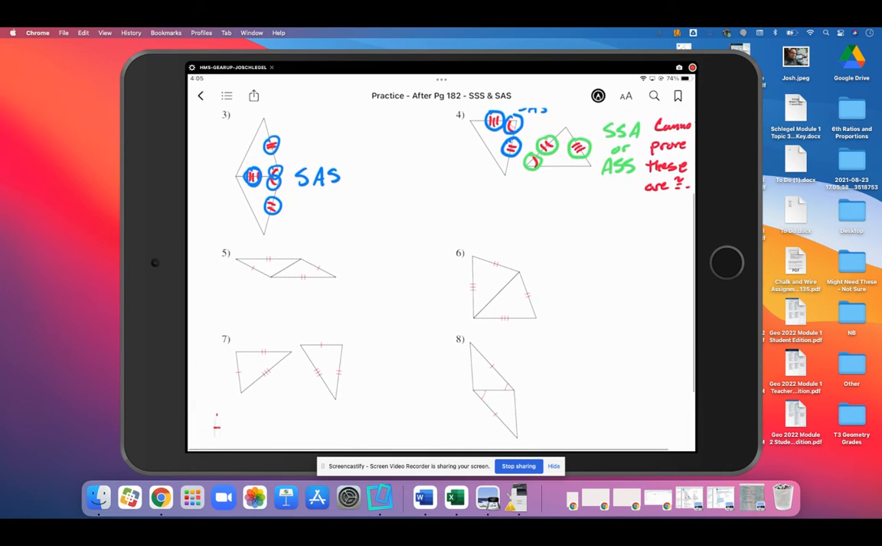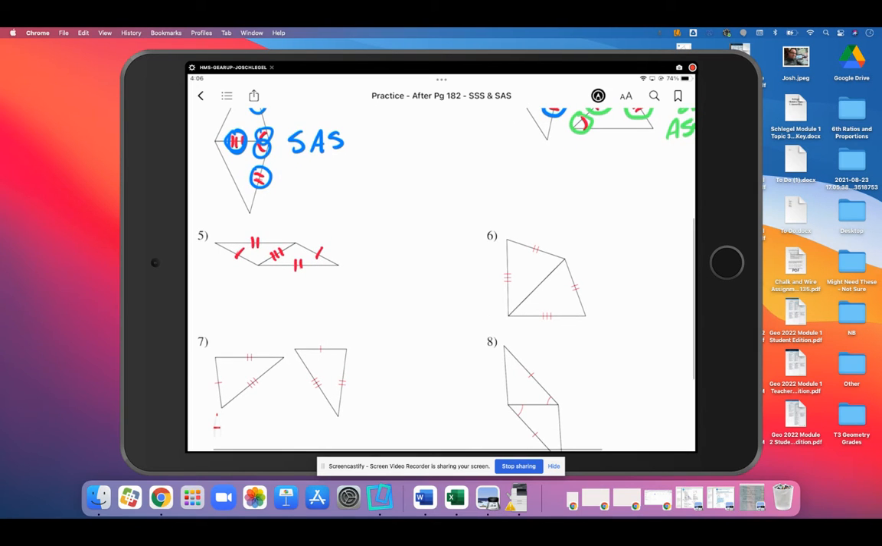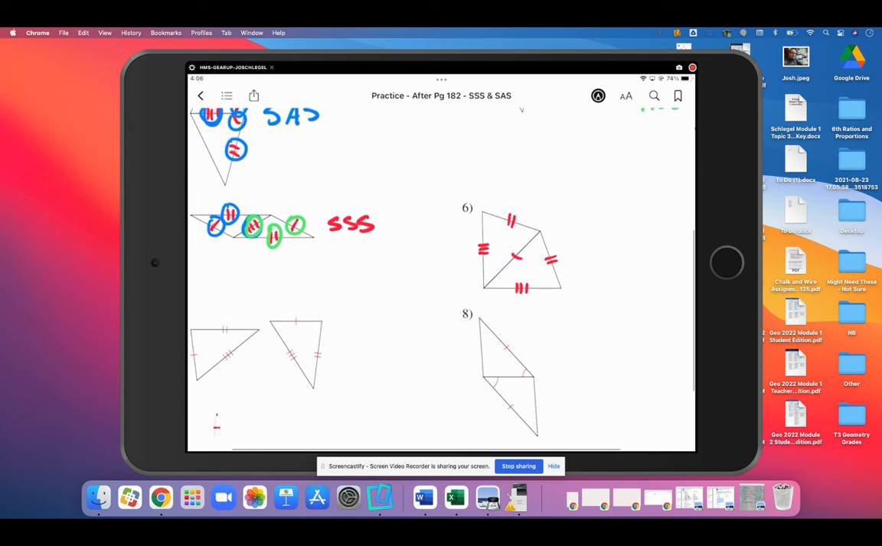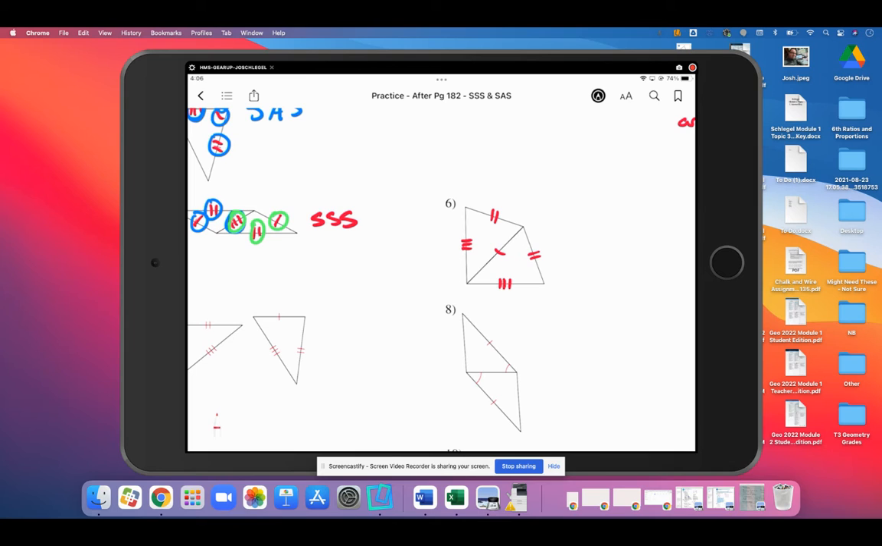Moving on to number 5, we do have a side here is congruent to this side, and this side in the middle is congruent to itself. So we do have 3 sides of each triangle. So again, our side number 1, side number 2, side number 3, and our side number 1, side number 2, side number 3. So we can say that these two triangles are congruent by side, side, side. Number 6, we've got this side is congruent to this side is congruent to this side, and the side that they share is going to be congruent to itself. So we do have all 3 sides of each triangle being congruent, which is side, side, side.